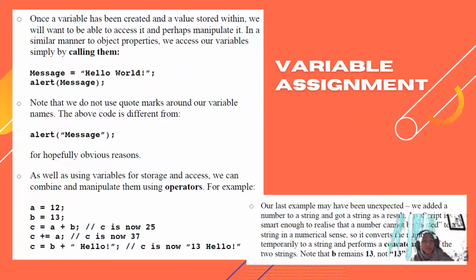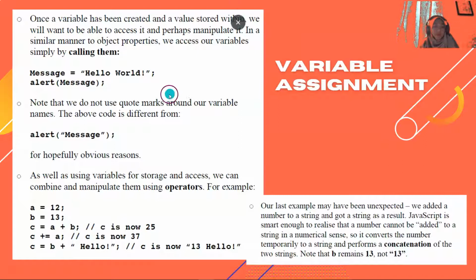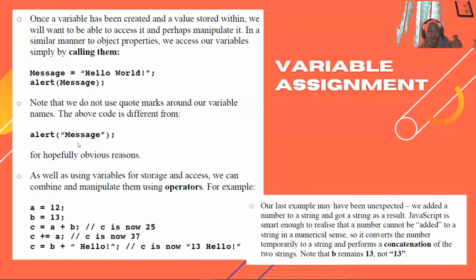Here is another example. I use alert, which is one of the output statements in JavaScript. You have message equals hello world. Alert message means you want to display hello world in the alert box. But this is different: alert with double-quoted message means you want to display the word message, not the value. This one will display the word message, but the other will display hello world.